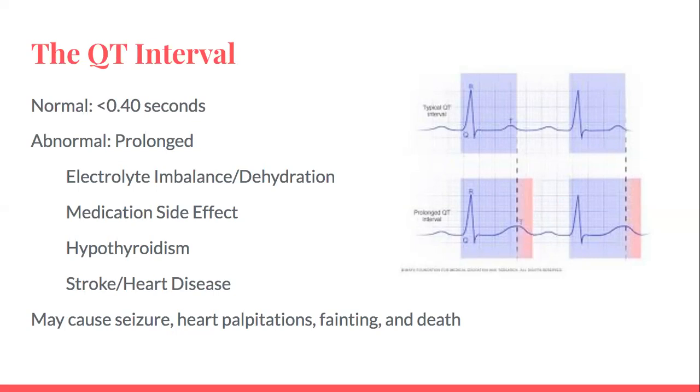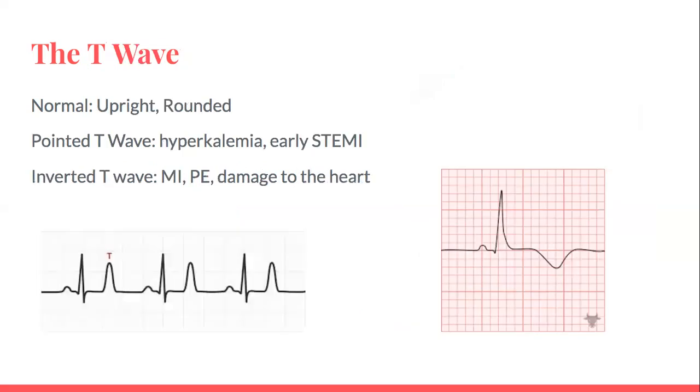The QT can become prolonged if there's an electrolyte imbalance or dehydration. It's commonly a side effect of medications, especially antibiotics and psychotropic medications. It could be a sign of hypothyroidism. It can also be caused by a stroke or history of heart disease. Having a QT prolongation can cause seizures, heart palpitations, fainting, and death. So it is something that we look at and take seriously.